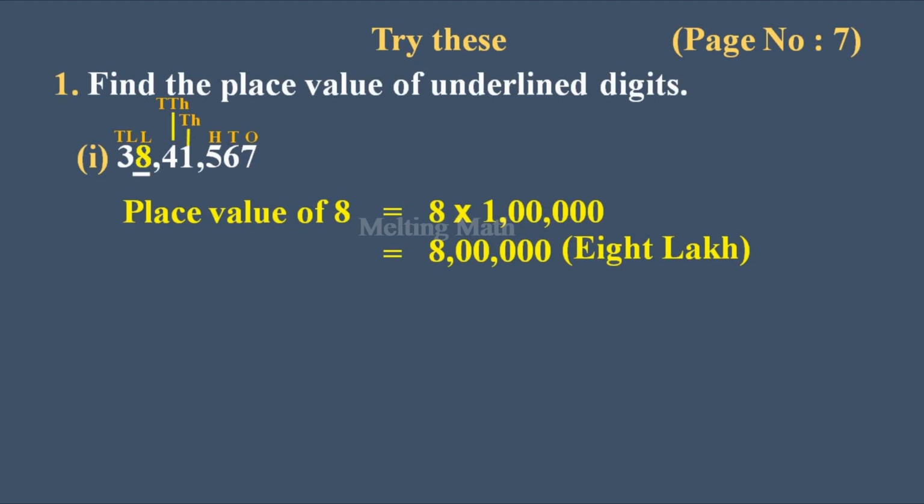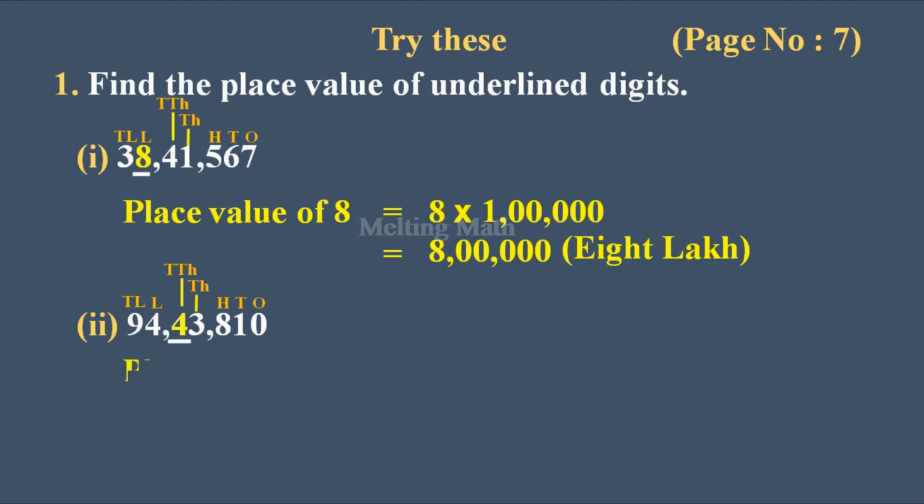Next, see the another question. Here they have underlined a digit. First we have to write the place of each digit. Here the last digit 0 is in the ones place, next 1 is in tens, next hundreds, next thousands, next 10,000s, next lakh, next 10 lakh. Here the underlined digit 4 is in the 10,000s place.